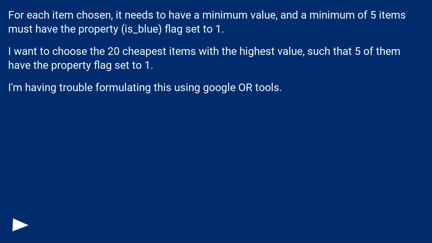For each item chosen, it needs to have a minimum value, and a minimum of 5 items must have the property is_blue, flag set to 1. I want to choose the 20 cheapest items with the highest value, such that 5 of them have the property flag set to 1. I'm having trouble formulating this using Google Ortools.